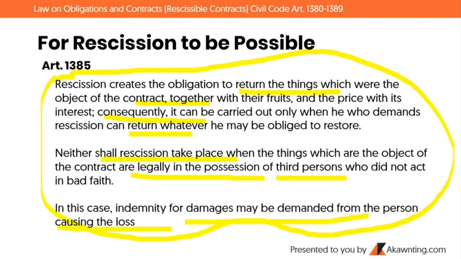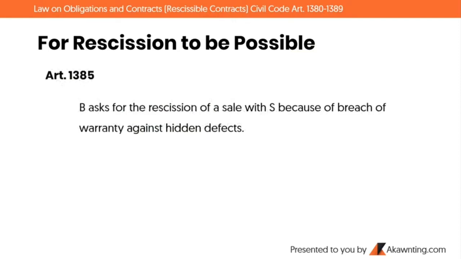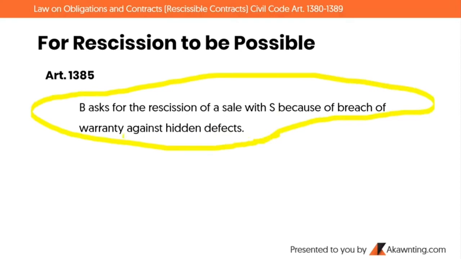Okay? So, yun. Kapag magsisig ka ng rescission, be sure, okay, to return whatever you may have received by virtue of the contract, di ba? Kasi required muna yun, okay? So, ayan, may example ata tayo. So, B asks for the rescission of the sale with S because of breach of warranty against hidden defects. Okay? So, kapag ipapa-rescind mo as a buyer, yung sale na yan, so make sure na kaya mong maibalik yung specific object nung contract of sale na yan dun sa seller. Kasi kung hindi, yun nga, hindi possible ang rescission in that case.